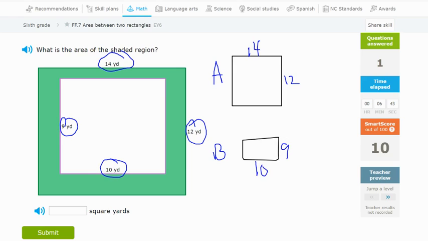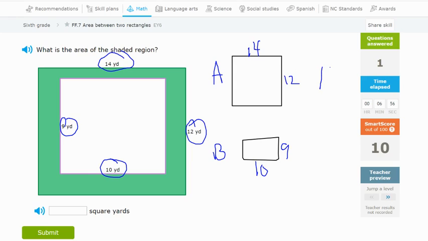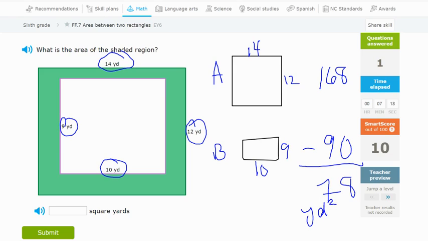We know that 14 times 12 is going to end up being, I think, 168. And 10 times 9 is 90. Remember that we're subtracting these because they're inside of each other, and it's as if we're cutting the small one out of the big one. So 168 minus 90, 8 minus 0 is 8, 16 minus 9 is 7. So we've got 78 yards squared.